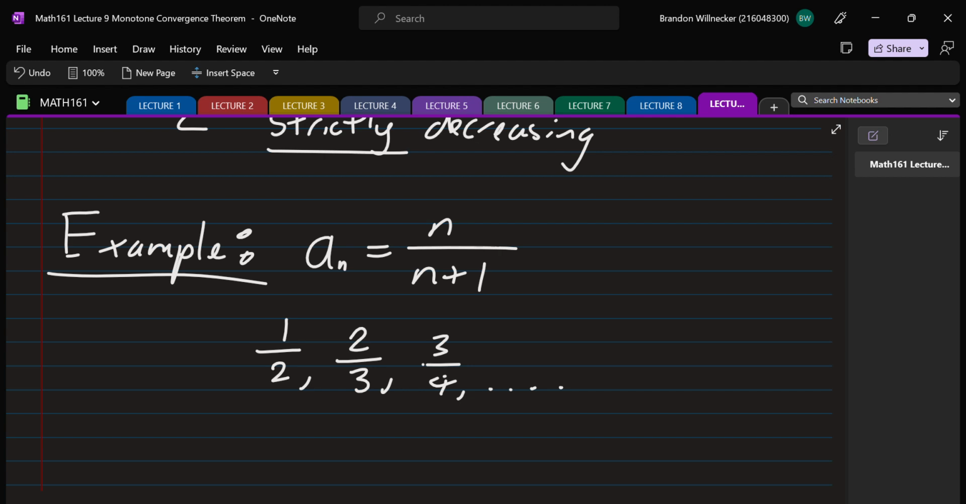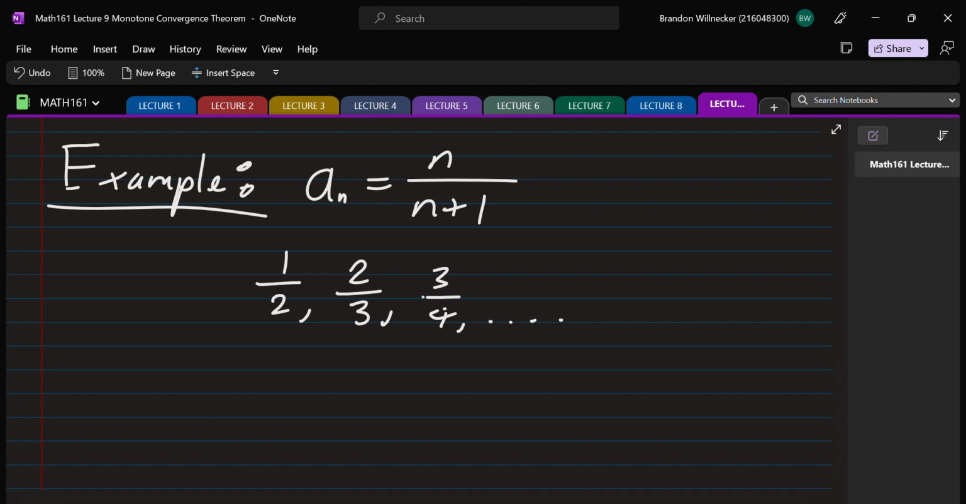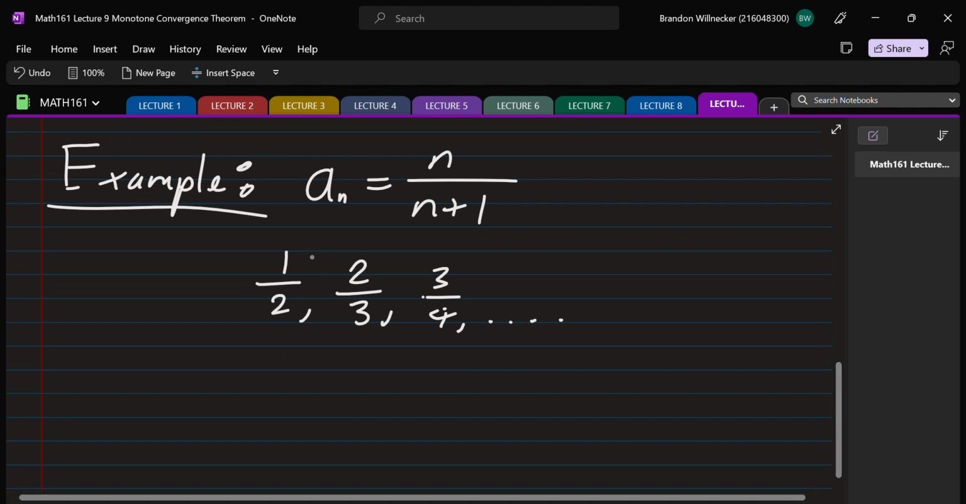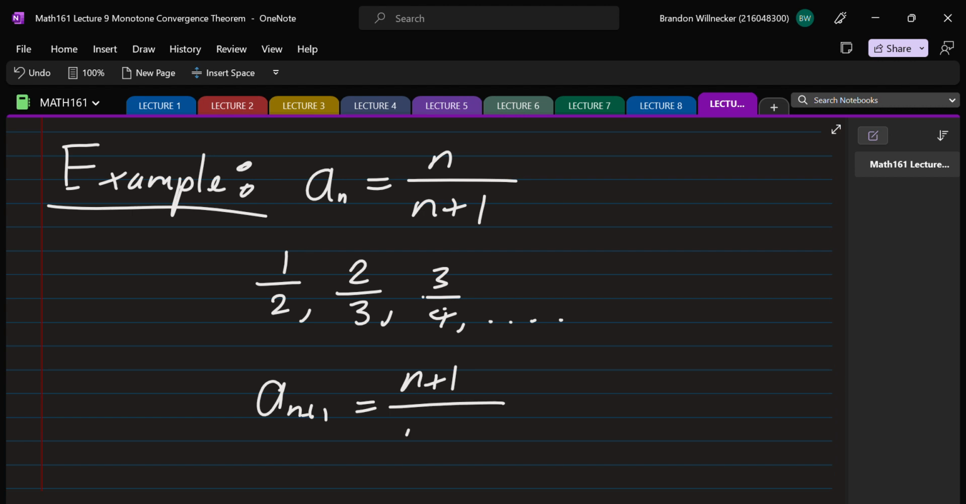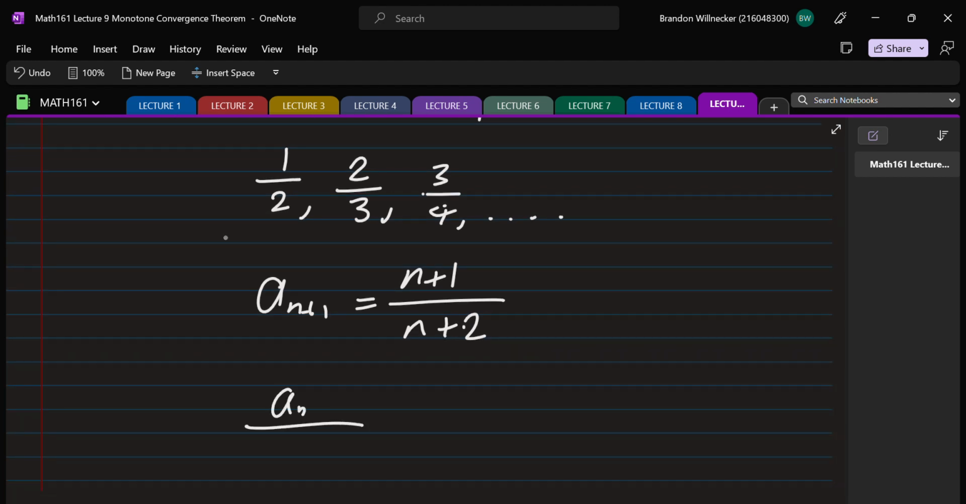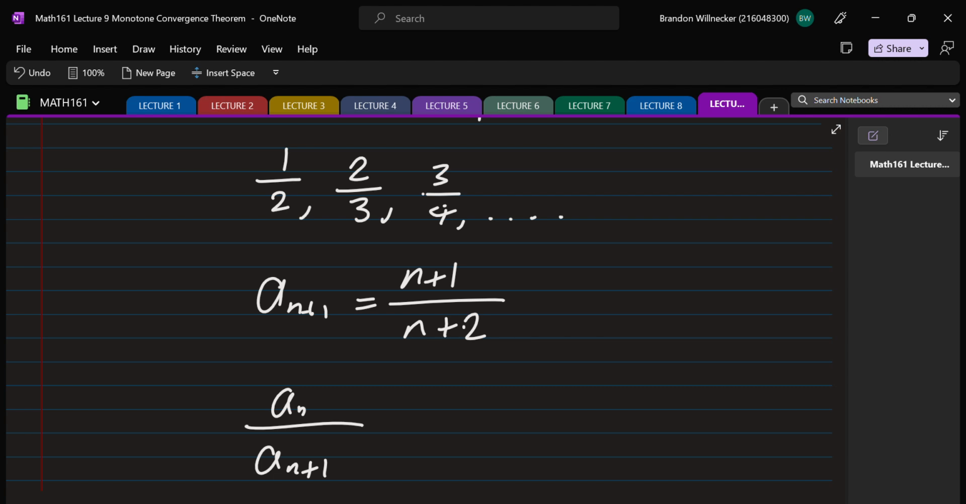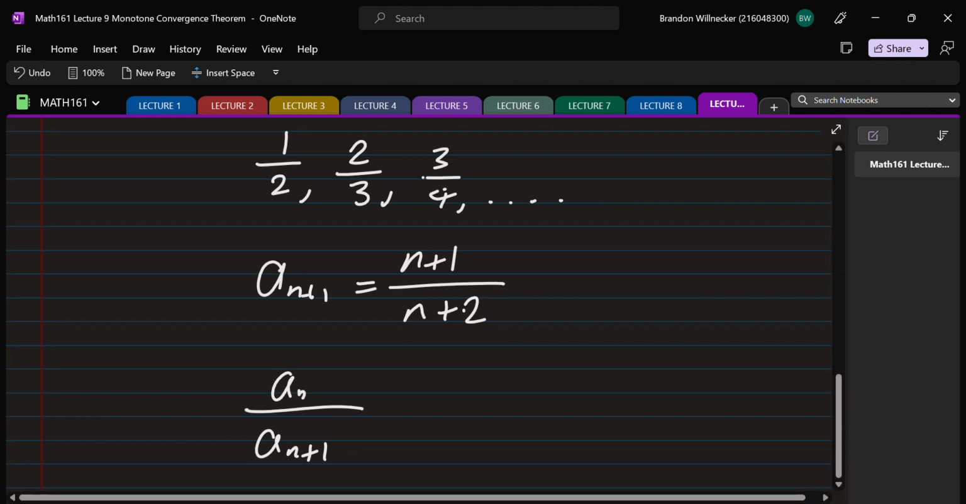Now, just substituting a few terms isn't enough. We need to prove that it's increasing. But since we have the idea, it's pretty easy to show. I'll show you the first method. We can find a_(n+1), which is (n+1) over (n+2), so wherever you have an n, you put n plus 1. Now we can take the ratio a_n over a_(n+1). This ratio will tell us if our sequence is increasing or decreasing, depending on whether it is less than 1 or bigger than 1. We'll see that now.